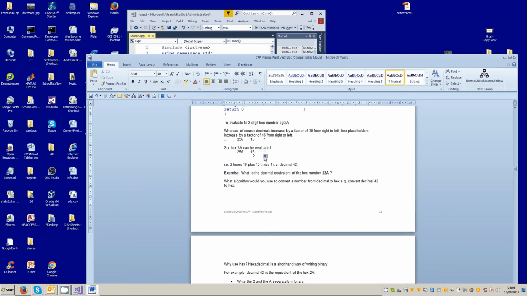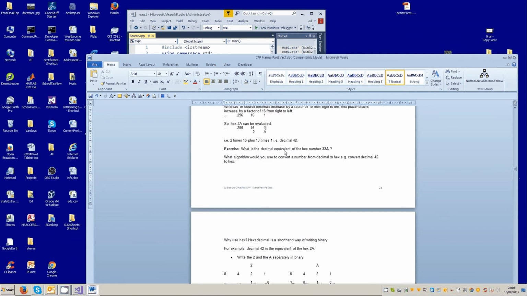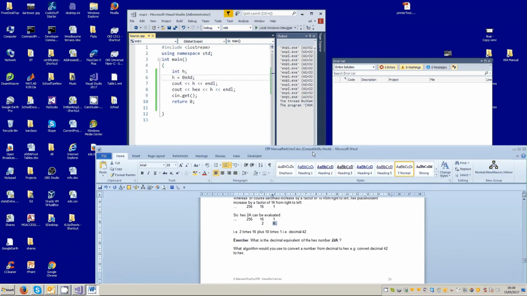Well, they're actually called 2 nibbles, but this represents a byte, by the way. 2A is a byte. Each byte's got 8 bits. So in this case, you've got 2 times the 16 plus 10, and that gives you 32 plus 10, which is 42.